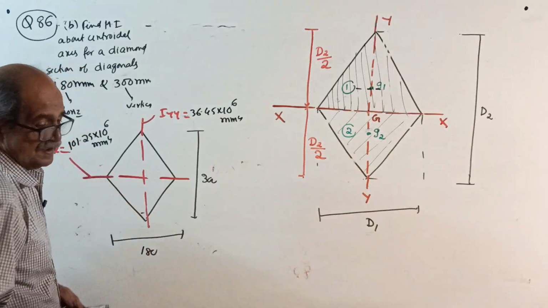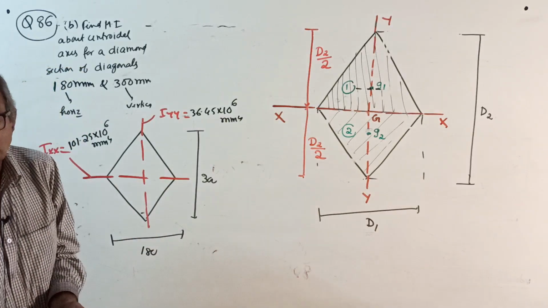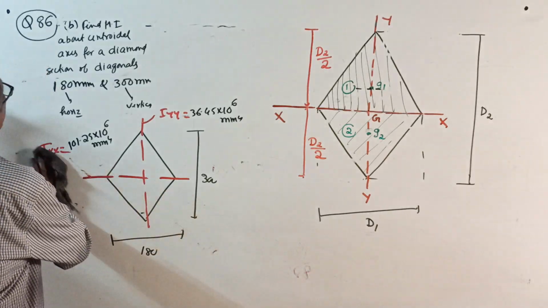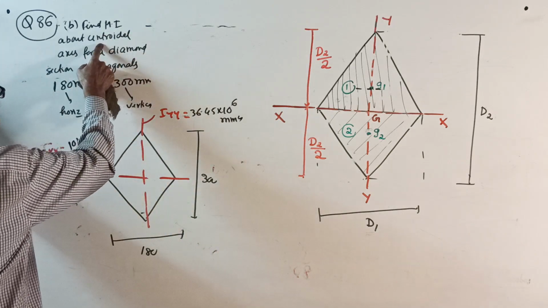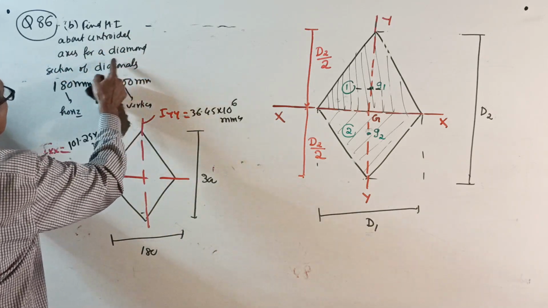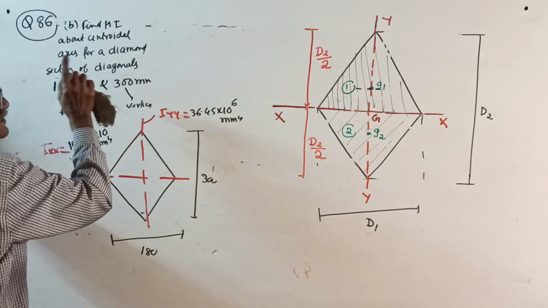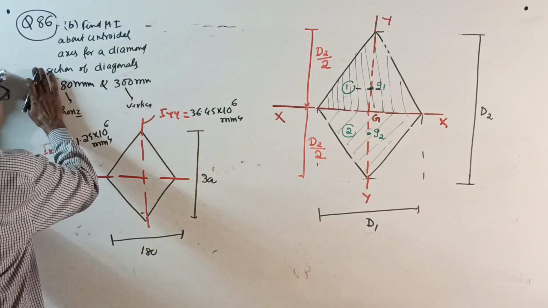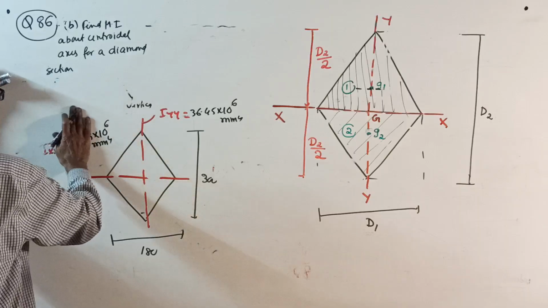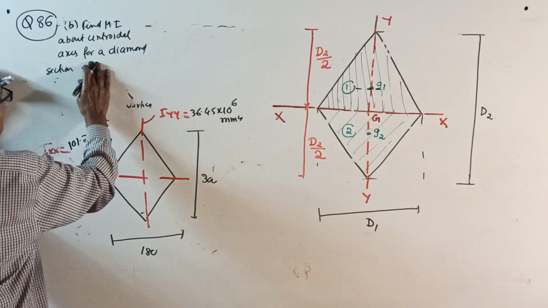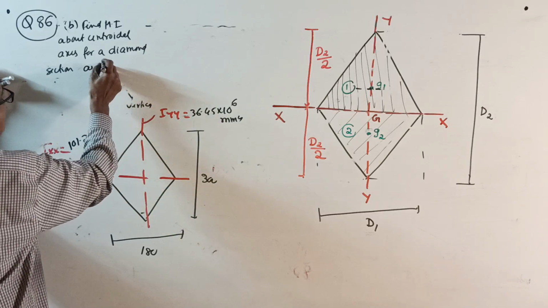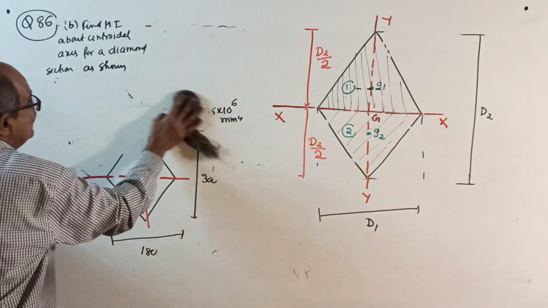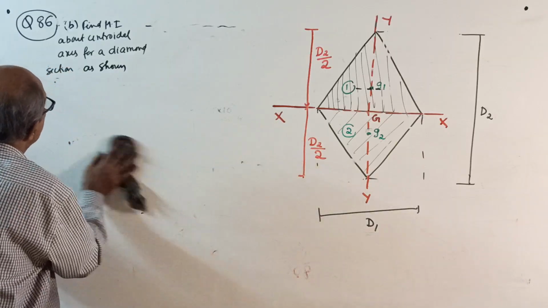Now 86C is there. This is also an exercise for you. You should solve it. I will start the question and leave it. Find the moment of inertia about the centroidal axis for a diamond section, with the section as shown. It is difficult to sketch now. You should solve it correctly. I will give a question for you.